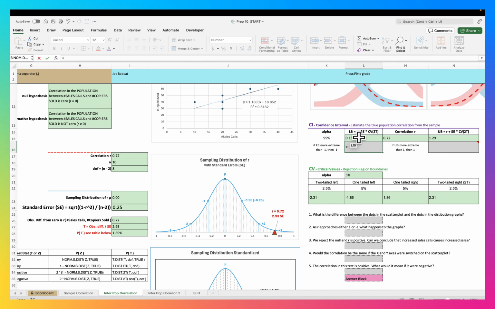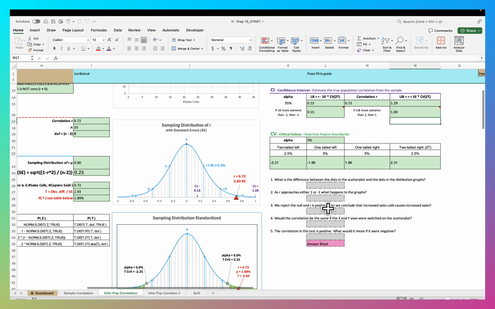So the lower bound is just fine, so equals that. But for the upper bound, we can't stay with 1.29. We actually have to knock it down to 1 just by over-typing. So we're just going to type a 1 there, because that's the most it could be. And then that gives us our confidence interval. So in other words, what we would say back to our boss is we think that there's a 72% correlation in the population, but we could be wrong, and our confidence about that 72 goes anywhere from 0.15 or 15% to 100% in the population.